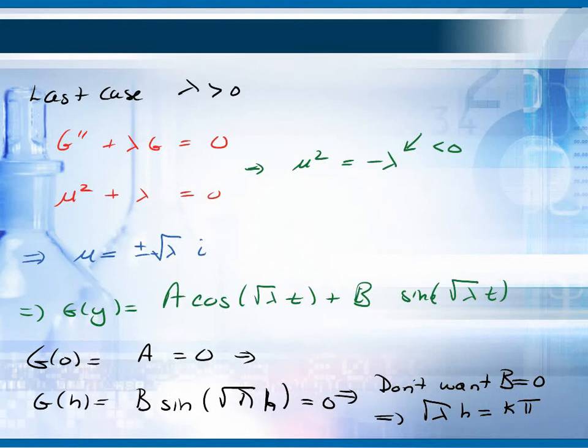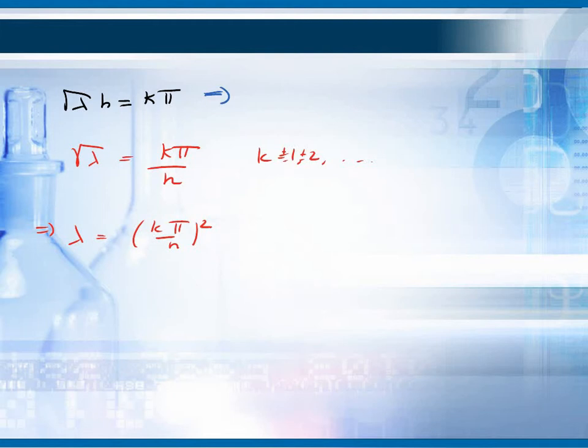Popping in the boundary conditions tells us that a is 0, which is pretty nice. And popping in the second boundary condition, well, I get b is 0, but I don't want that because then I get another trivial solution. But I could get sine is 0 all over the place. And that would happen every time the square root of lambda times h is equal to k times pi. Every multiple of pi, it's going to be 0. So what does that mean? Well, I can solve for square root of lambda. So that tells me that if lambda is k pi over h, quantity squared, I'm going to have a solution. A sequence of solutions, in fact.